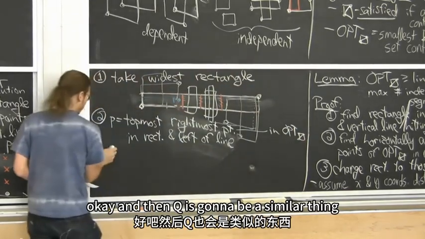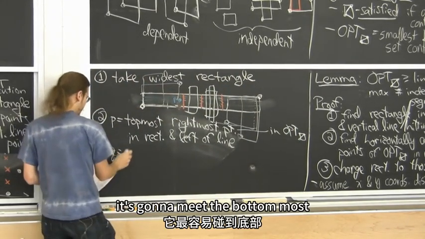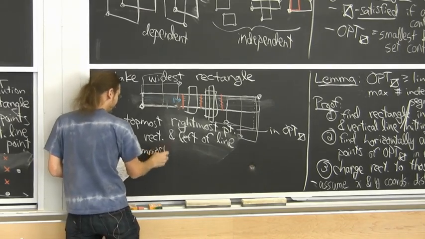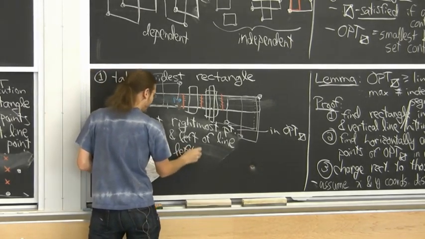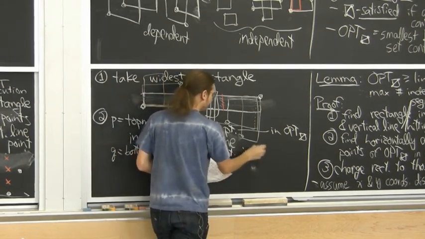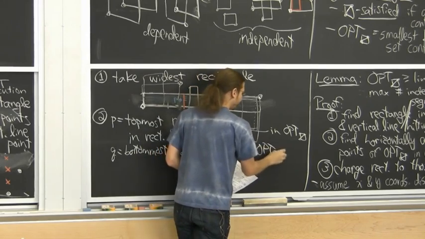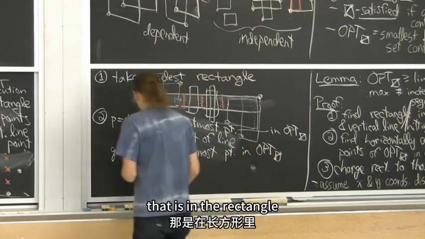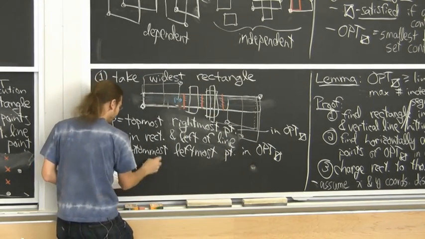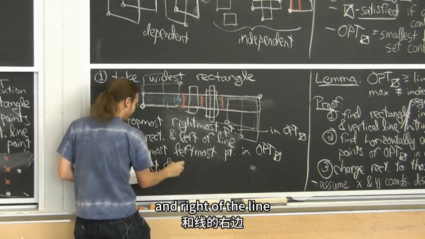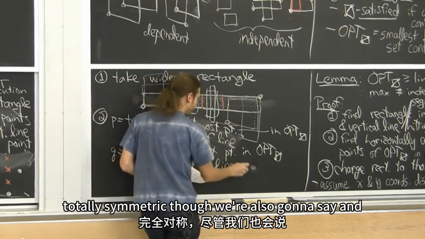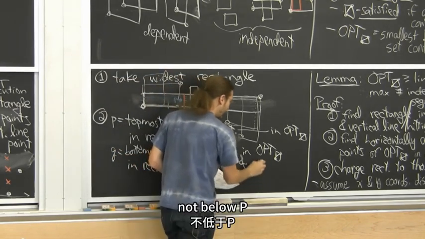Okay, and then Q is going to be a similar thing. It's going to be the bottommost, leftmost point in opt plus that is in the rectangle and right of the line. Not totally symmetric though. We're also going to say and not below P.